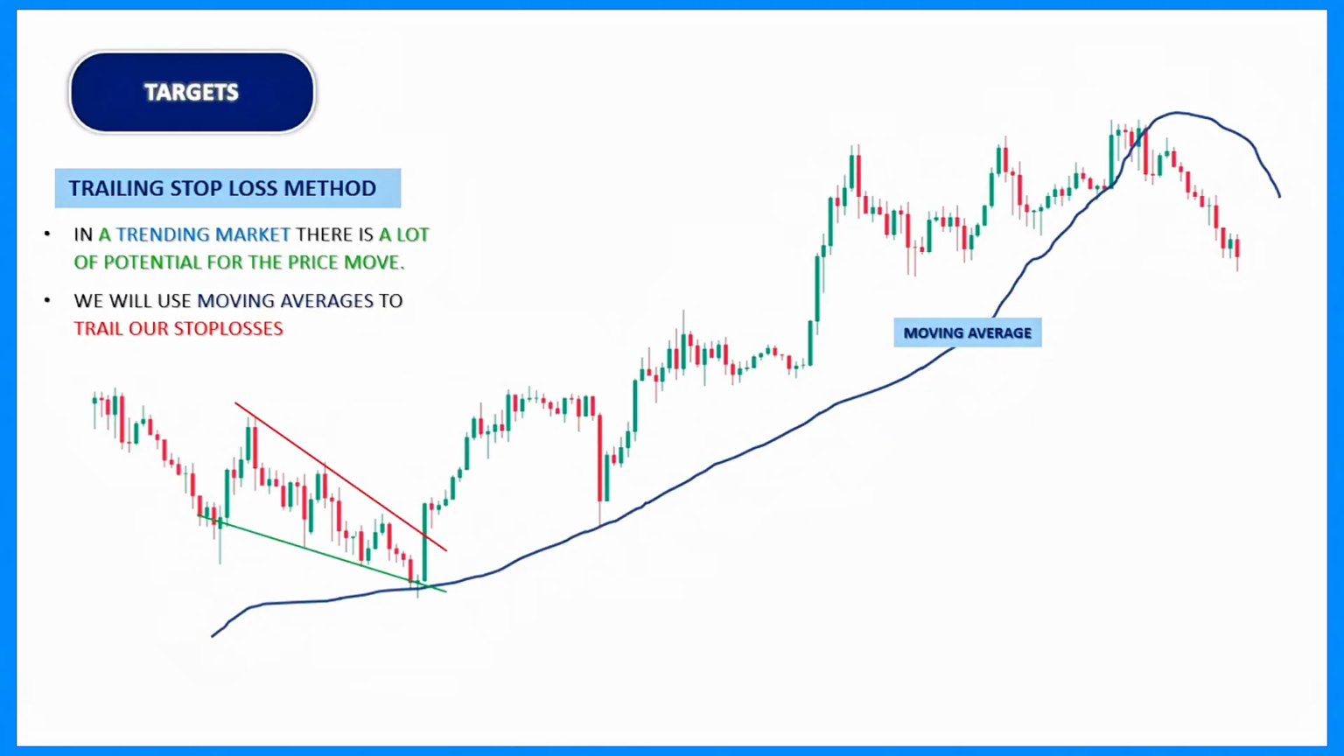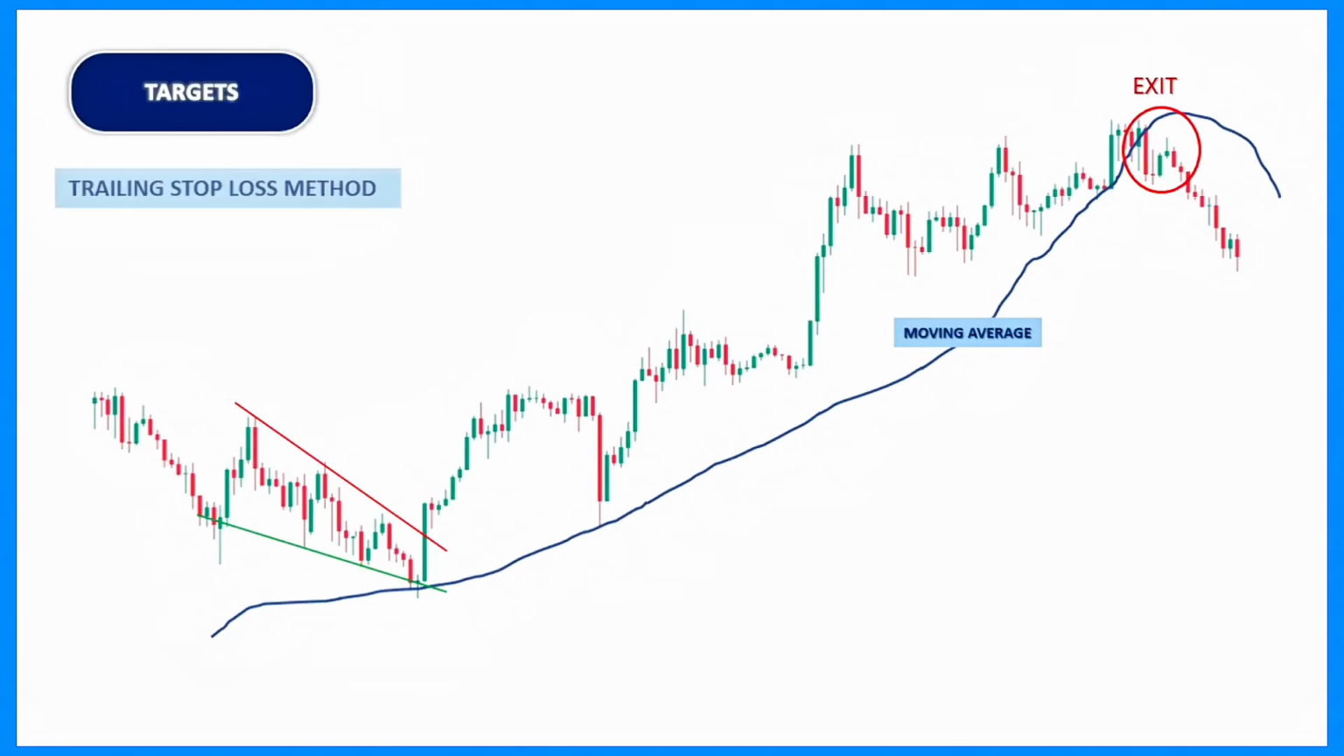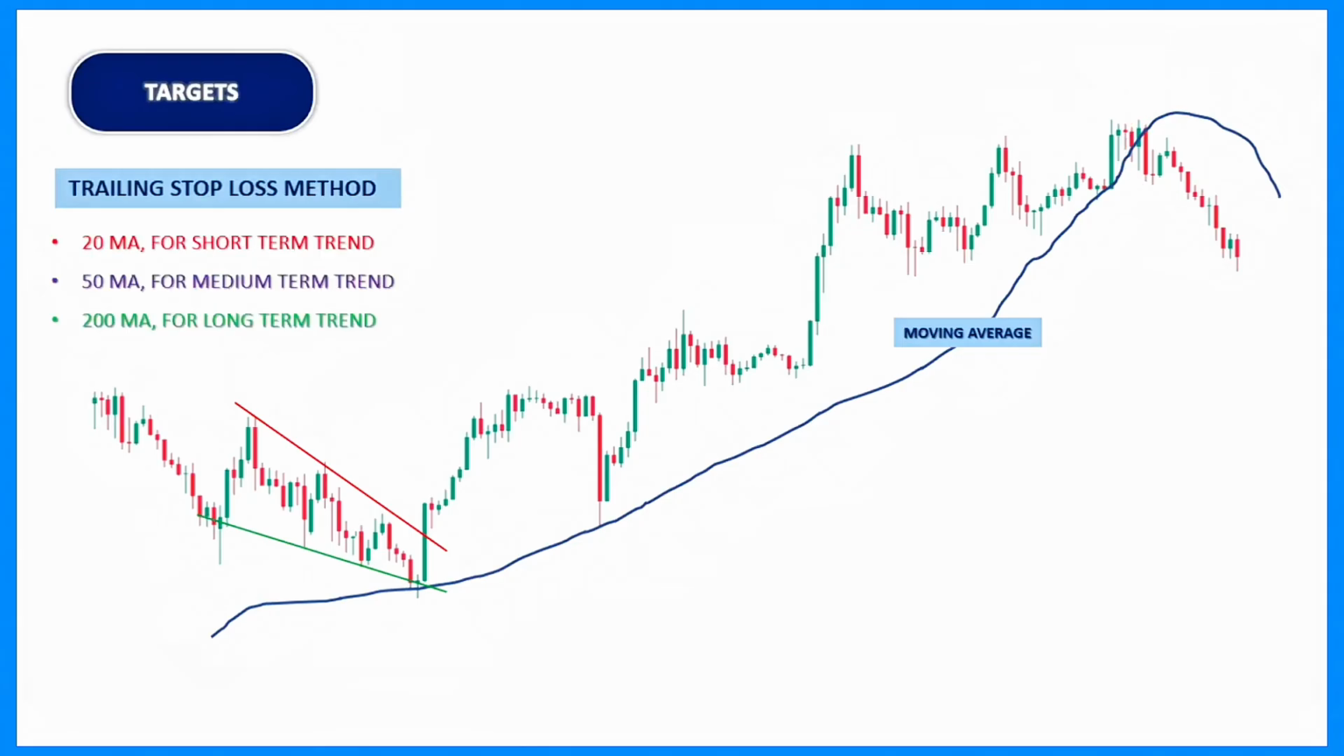You can also decide to trail your stop loss. Now, the trailing stop loss helps you ensure you ride the entire trend. To trail your stop loss in the best possible manner, you can use moving averages or chandelier stops and only exit the trade if the market closes below it. And if you're using moving averages, use the 20, 50, or 200 period moving averages, depending on whether you have a short-term, medium-term, or long-term trade objective.